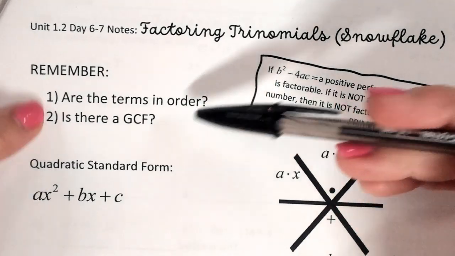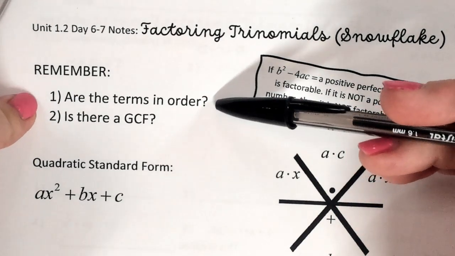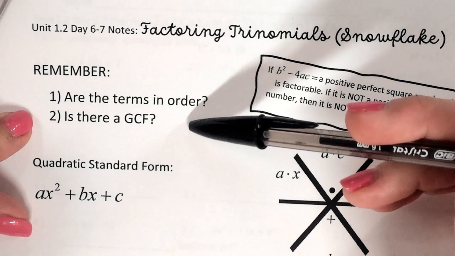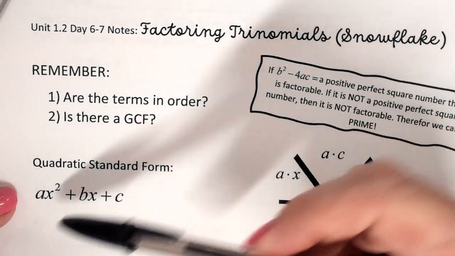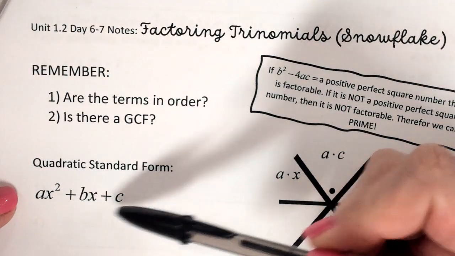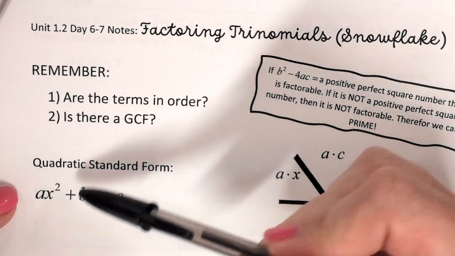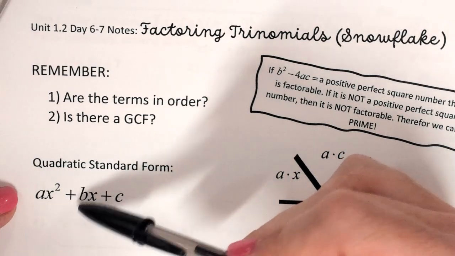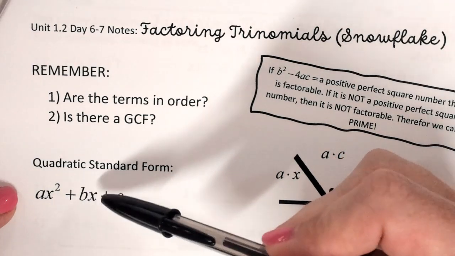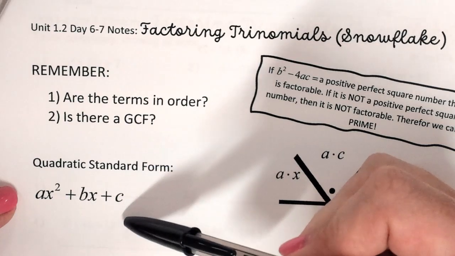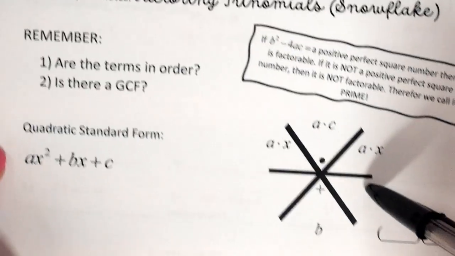Okay, so always make sure they're in order. Always take out a GCF. I think all of them today are in order, but definitely always check for a GCF. So quadratic standard form is ax squared plus bx plus c. A always has an x squared or a letter squared. B always has a variable that's by itself, and then C has nothing. It's your constant.